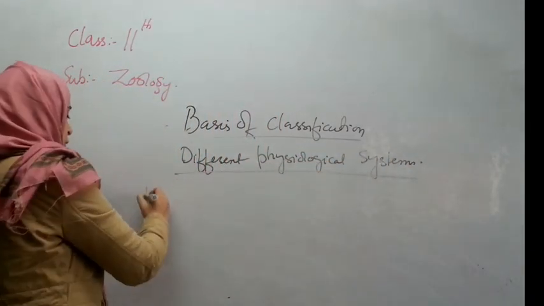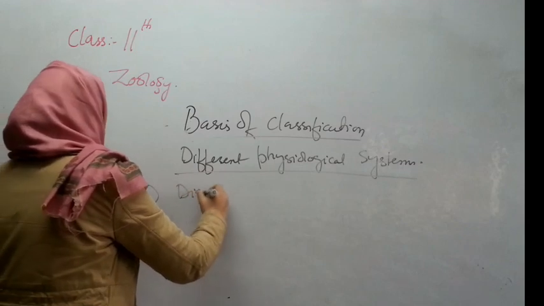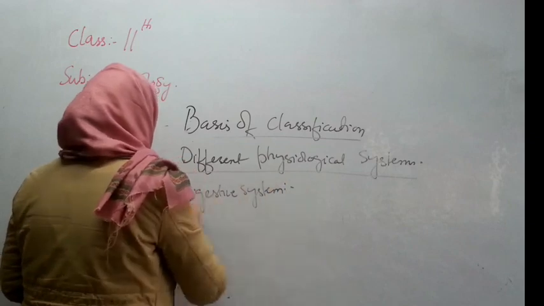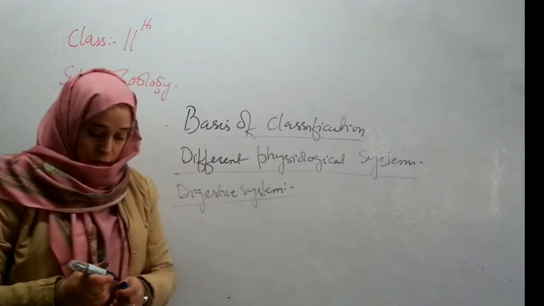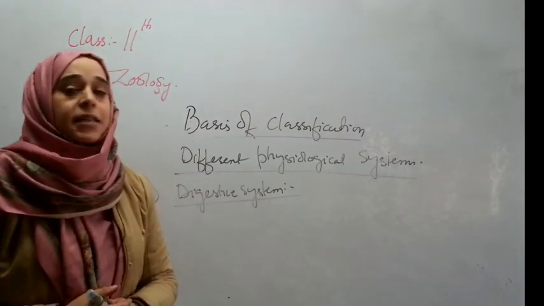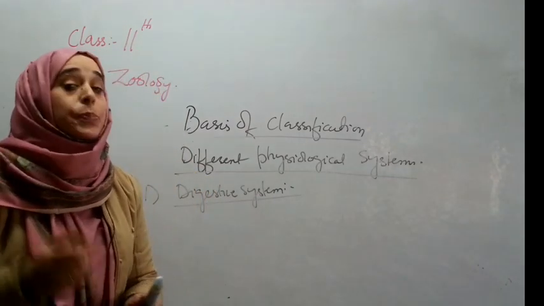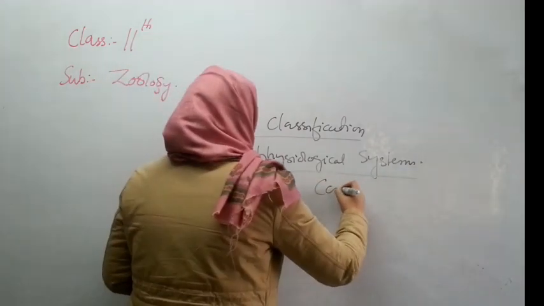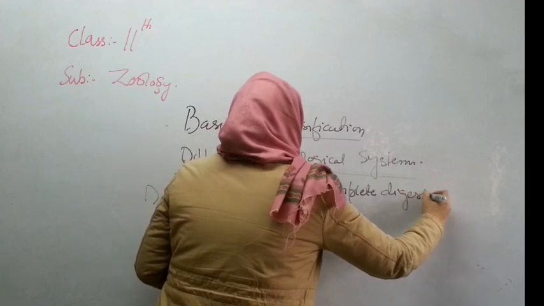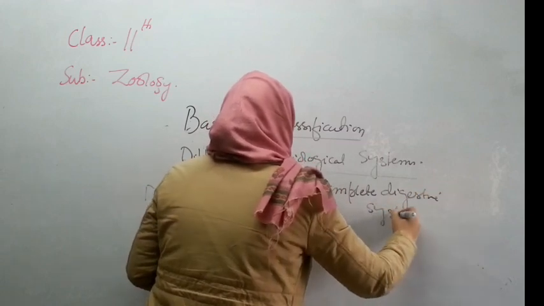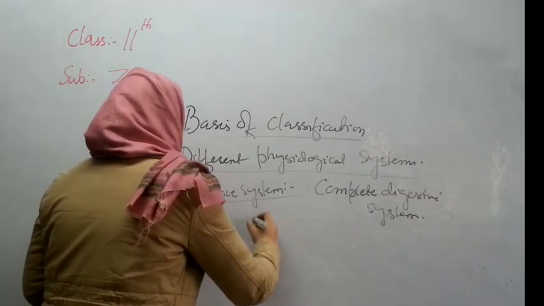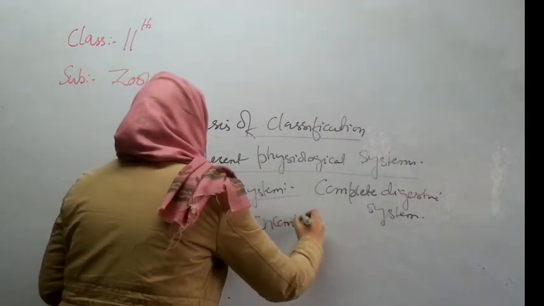First of all, let's go through the digestive system. Students, when we talk about the digestive system, we have two categories of animals. One category is where the animal possesses a complete digestive system. We have another type of animals which possess the incomplete digestive system.